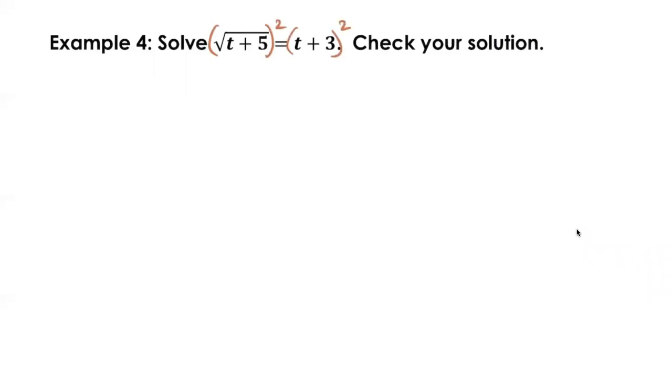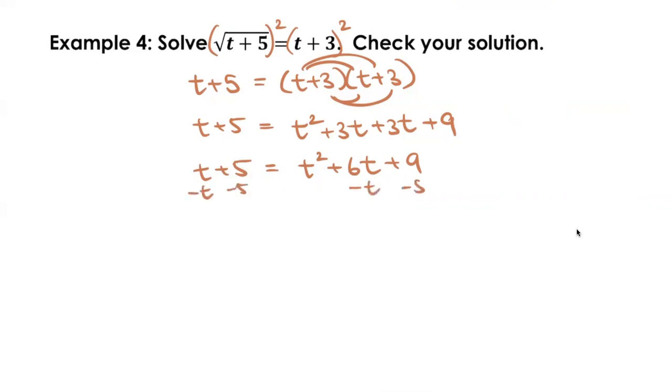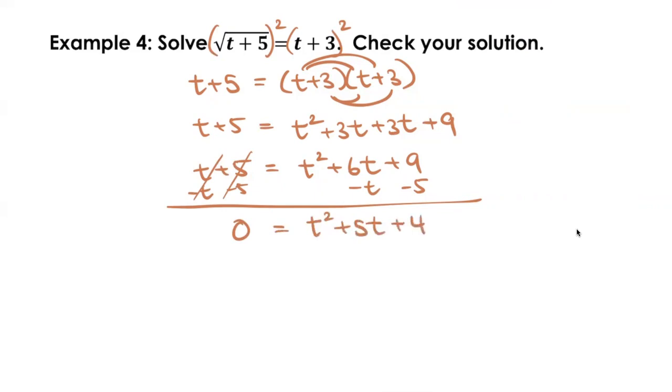both sides. So I get t + 5 = (t + 3)(t + 3). I'm going to FOIL this out, so t² + 3t + 3t + 9. And my t + 5 is still the same on the left. All right, keep simplifying on the right-hand side. And now let's get everything equal to 0 so I can solve for my t. So I get t² + 5t + 4 on the right-hand side.